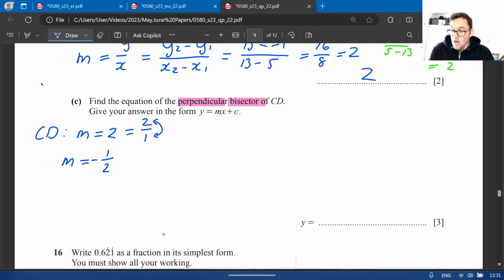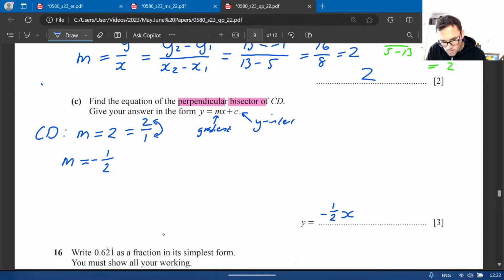Right, that helps us a lot because now we can already write the first part of the equation, because we have the gradient. So for the perpendicular line, the gradient, we invert and change the sign. Now we need to find the y-intercept. Let's write down what we have. We've got y equals -1/2 x plus c, and c is the thing we need to find.